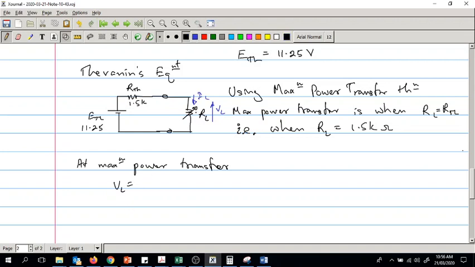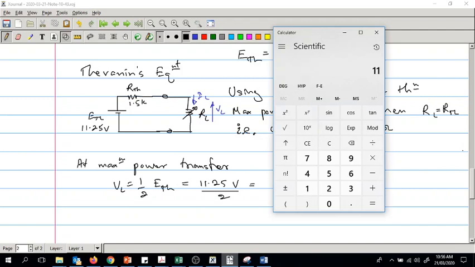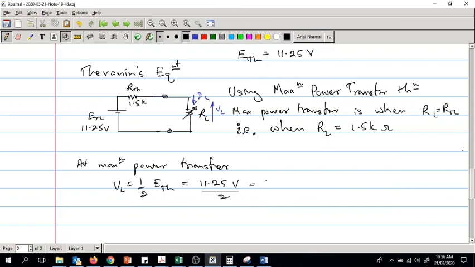VL is, so you have the same resistance here, same resistance here, so that is half ETH, which is 11.25 volts, sorry, 11.25 volts divided by 2, which is 5.625 volts.